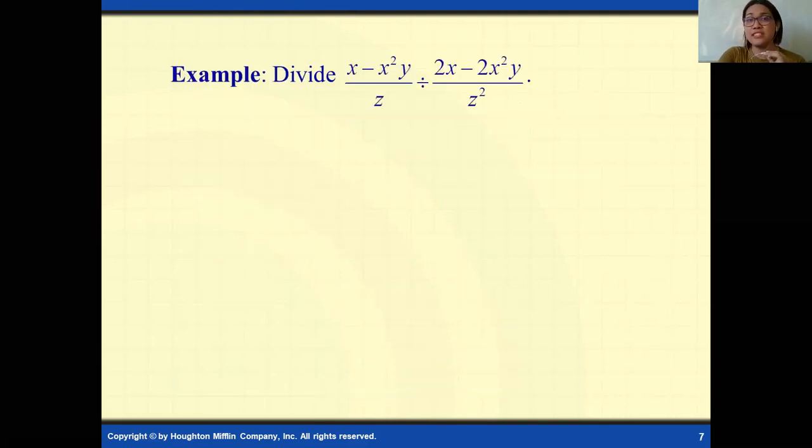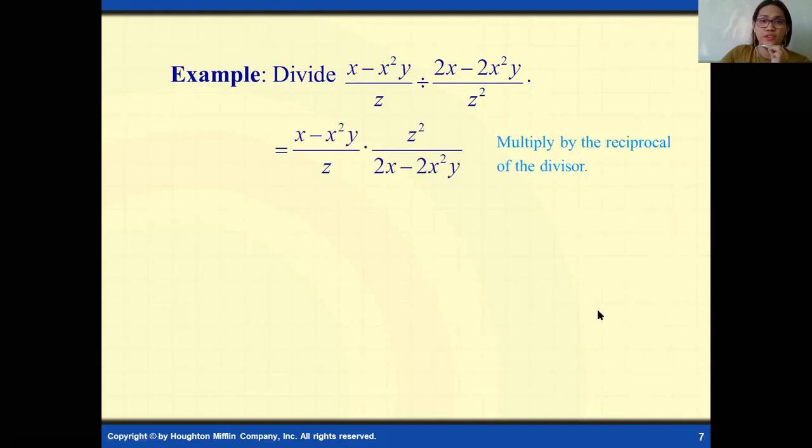So now, let's try to apply again the steps that we just discussed so that we can appreciate it and we know how to use it in this given example. In this example, you're going to divide x minus x squared y all over z, divided by 2x minus 2x squared y all over z squared. So what will we do first? Get the reciprocal of the divisor. So we all know that the divisor in here is this one, right? Then get its reciprocal. So that's why we arrive in this: z squared over 2x minus 2x squared y.